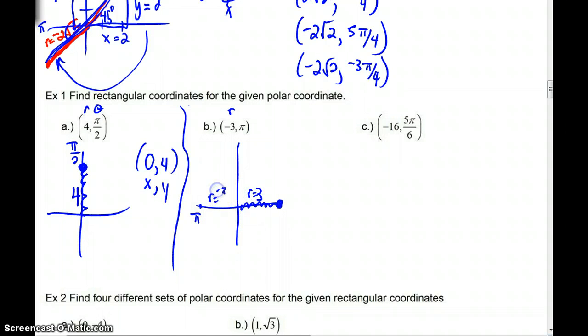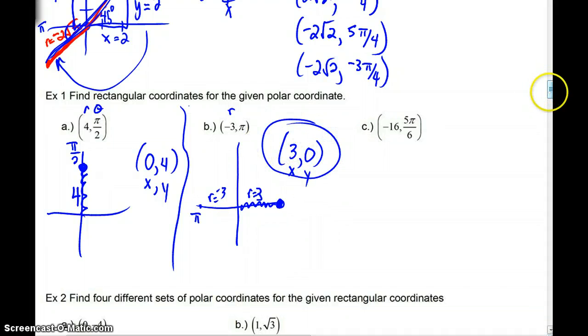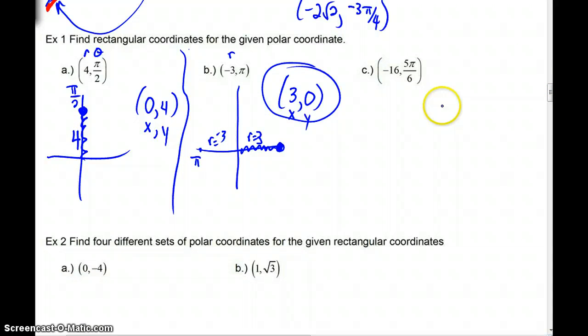R equals negative 3, of course, means project in the opposite direction. Well, we land 3 units from the pole. How do we represent this point? We'll go 3 to the right. Do not move up or down any. That's your rectangular coordinates.